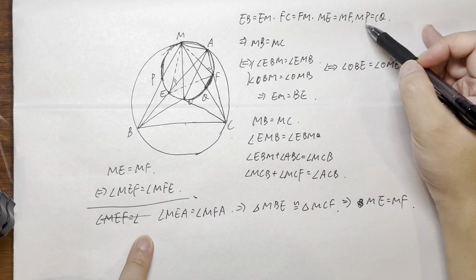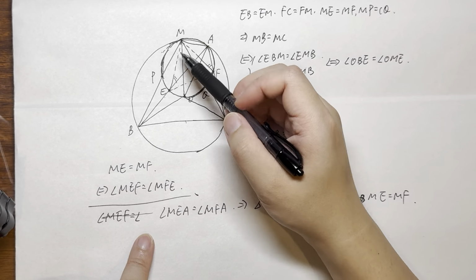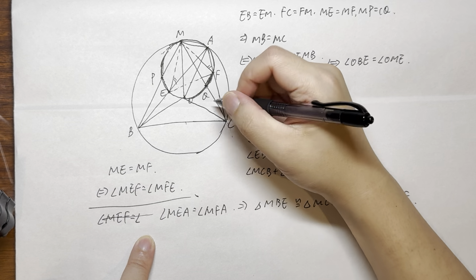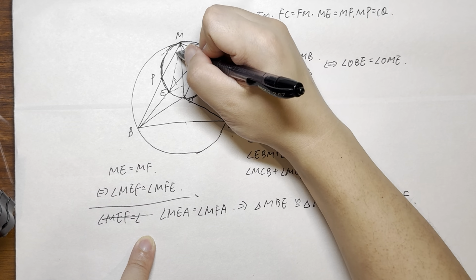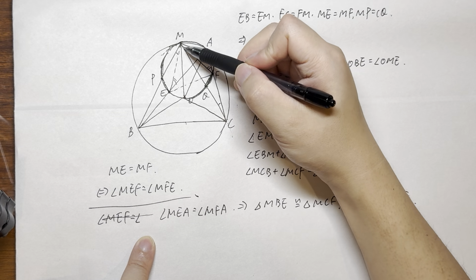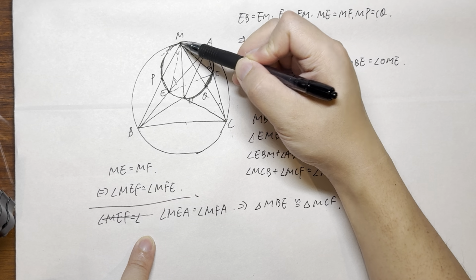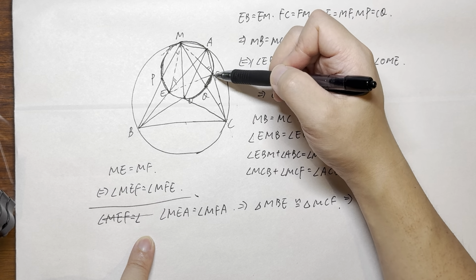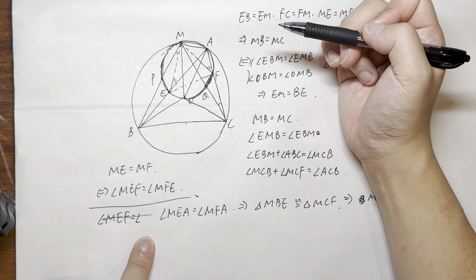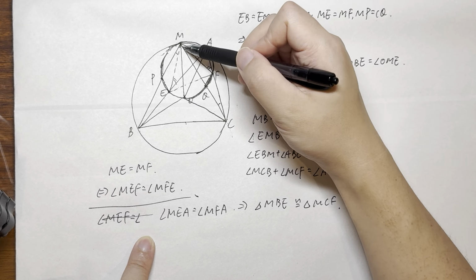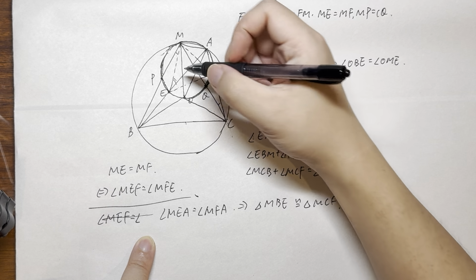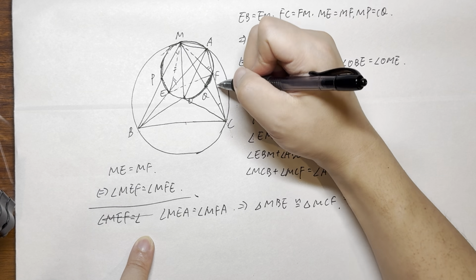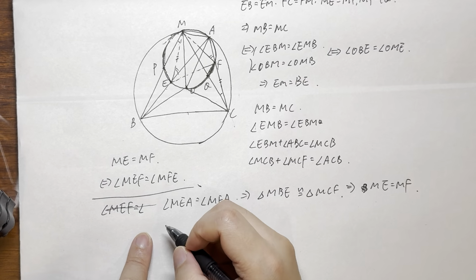And we also want to prove that MP equals CQ. We already know that this angle equals this angle, and we know that ME equals MF, and MF equals FC. So basically we have this side equals this side, right?